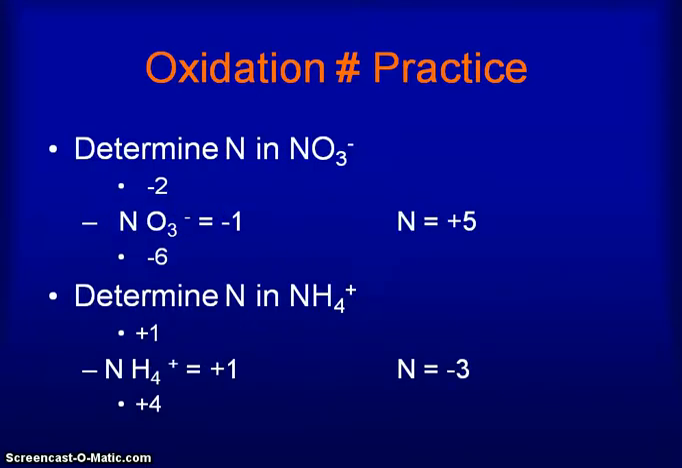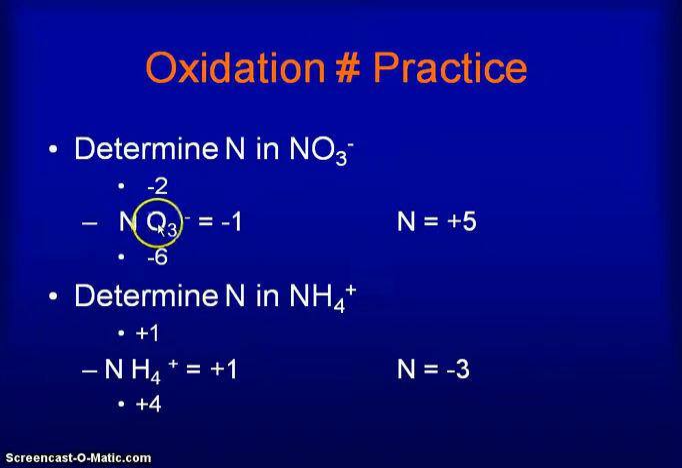Okay, now here's a couple of examples with polyatomic ions. So we're no longer dealing with neutral compounds. So with this one, I've got to determine nitrogen in the nitrite ion. Now the nitrite ion has a -1 charge, so that's what I'm setting my problem equal to, -1.